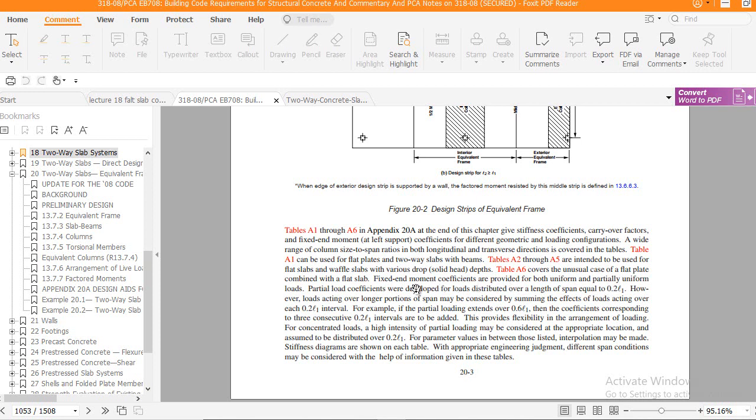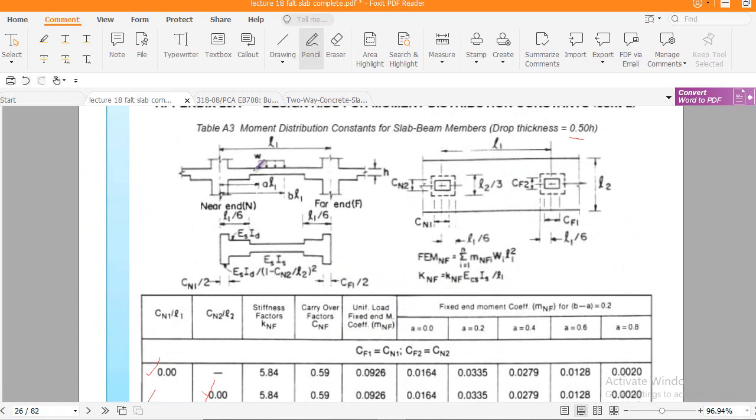This sentence is very, very important. Remember, we have a uniformly distributed load and we have a partially uniform distributed load. This is a kind of partially distributed load, because in the region of the drop panel the load intensity is different, while in between the drop panels the load is uniformly distributed. Remember, the load starting point is at aL1 and the end point is bL1. So a and b are the fractional portions of the whole span.